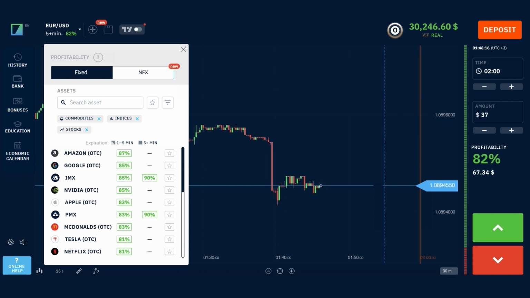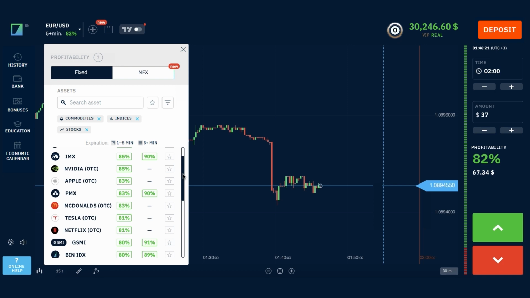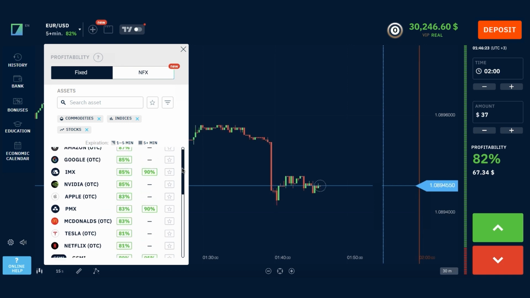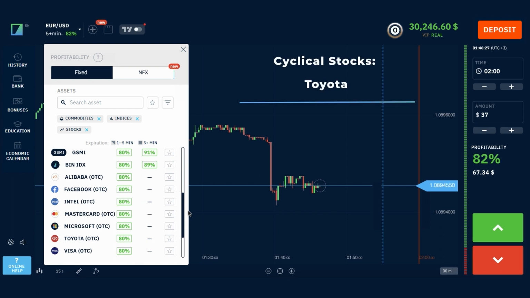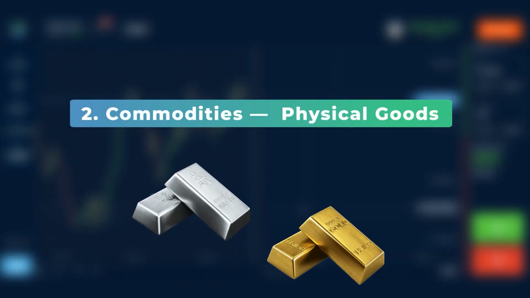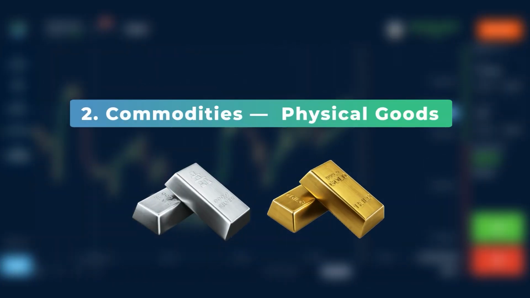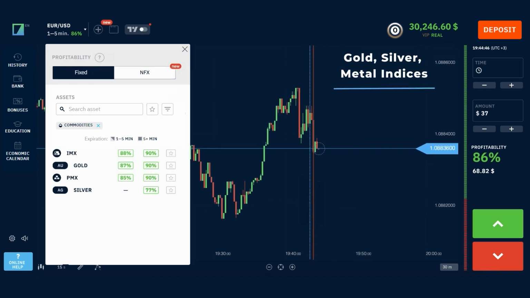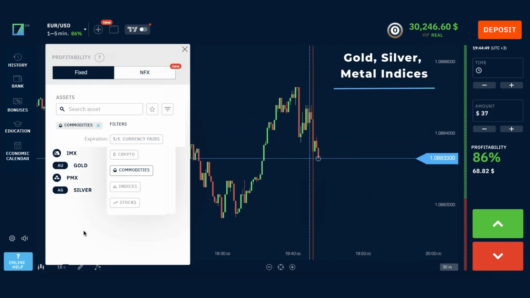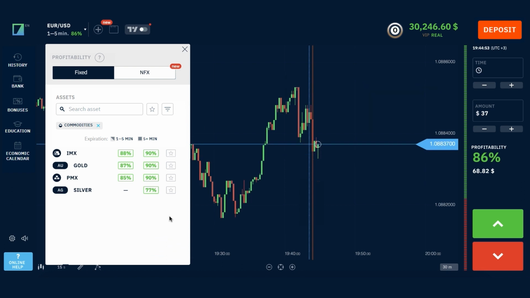Cyclical stocks are shares of companies whose profits depend on the state of the economy. When the economy is growing, the value of these stocks increases, and when the economy slows down, their value decreases. An example of such an asset on Binarium is Toyota's stock. The second group is commodities. These assets include physical goods that you can buy or sell on the exchange. For example, on Binarium, you can trade gold and silver, as well as metal indices.